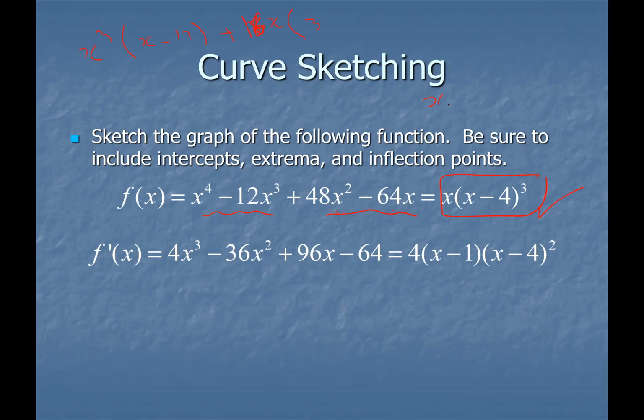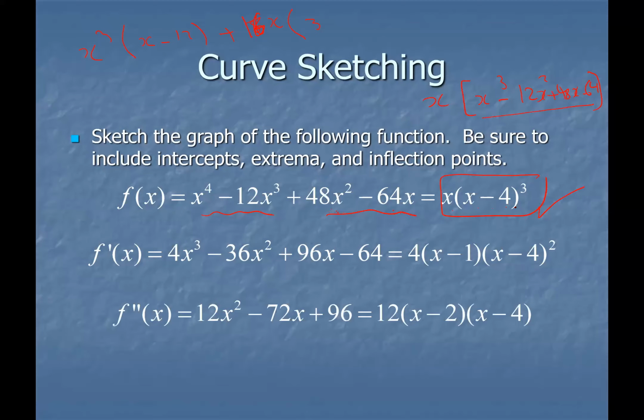Or we took x common at the start. x common, it will be x to the power of 3 minus 12x to the power of 2 plus 48x minus 64, and this is a cube form, and factorize it as x and x minus 4 to the power of 3. It's okay. And he found f dash and f double dash.